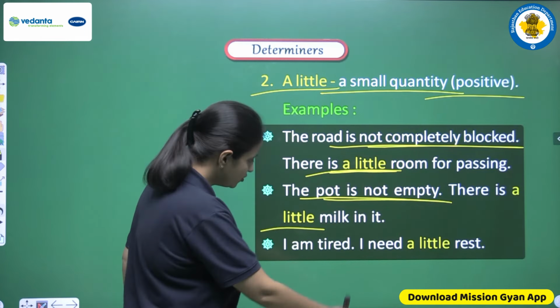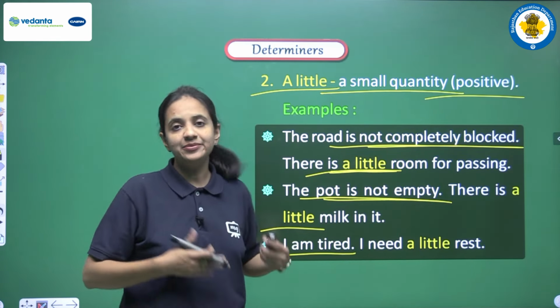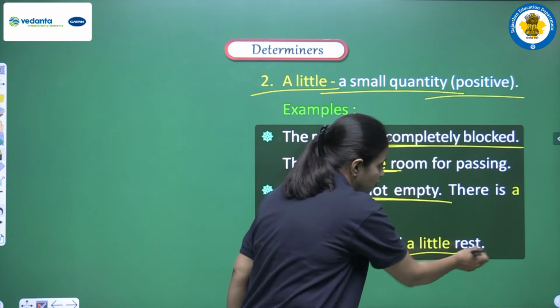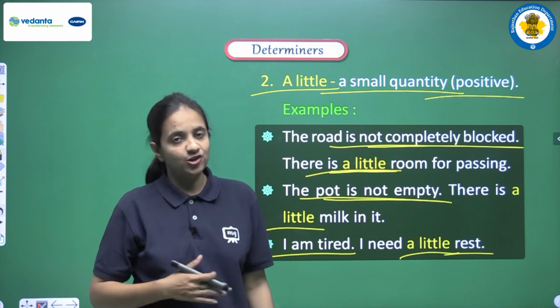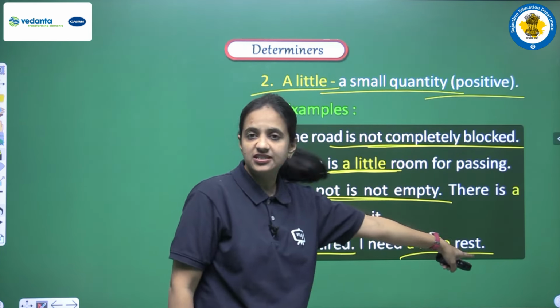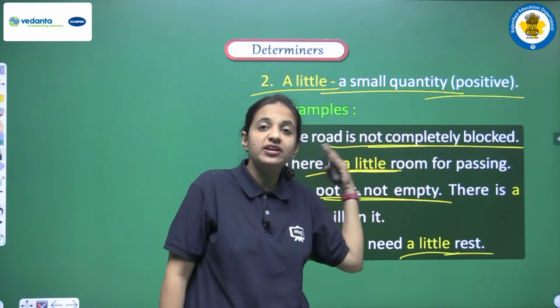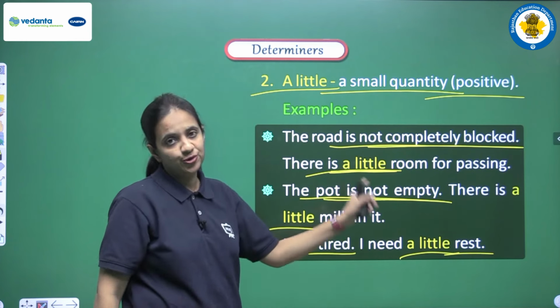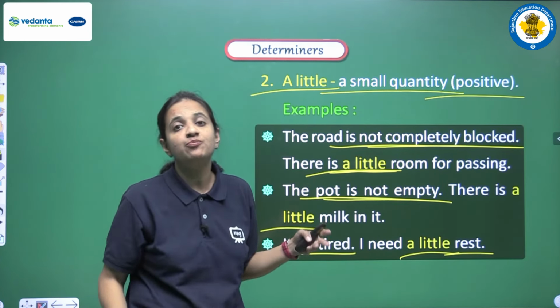Next example that we are having here is, I am tired, I need a little rest. So now here first of all we are saying that I am tired, and because of this reason I need a little rest. So rest is a kind of uncountable noun, and here we are talking about the positivity, that yes, actually we need some rest, and this is the reason we are using a little before rest, because we want to show the positivity.